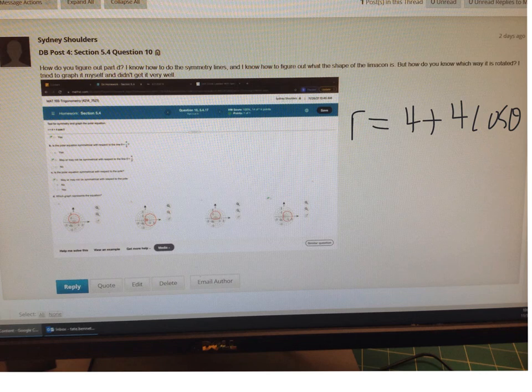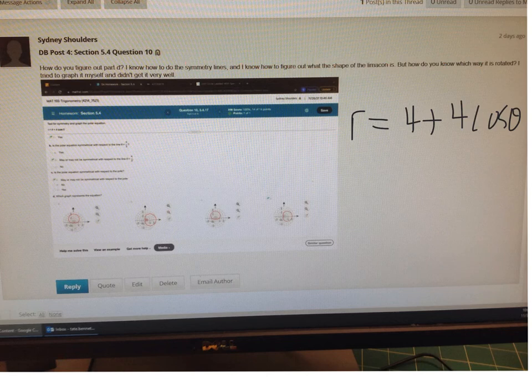Oh, I saw your question on the discussion board. You indicate you know several parts of it. You know how to do the symmetry, you know how to figure out its limit, so how do you know which way it's rotated? Well, I guess that might go back to the symmetry.